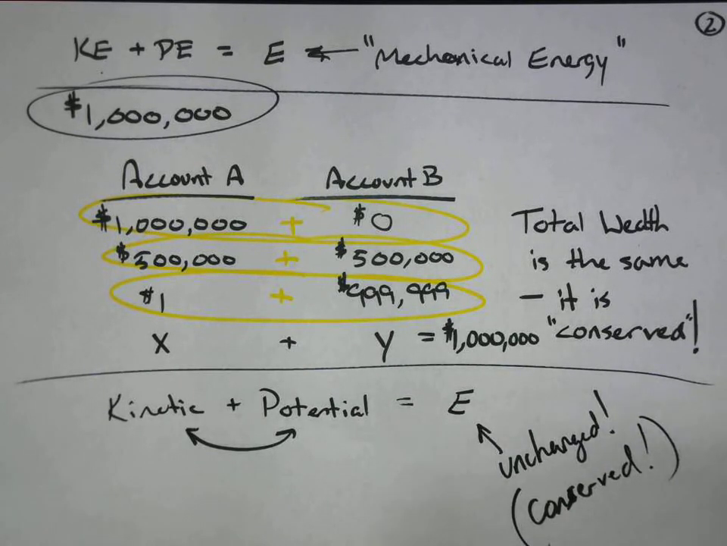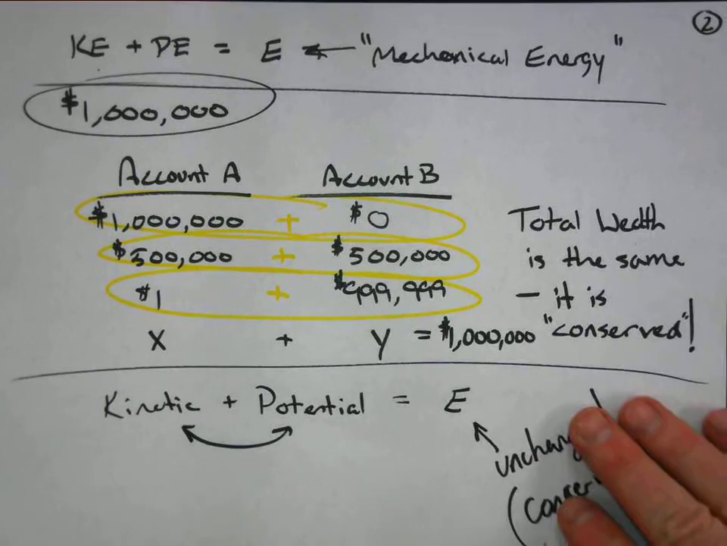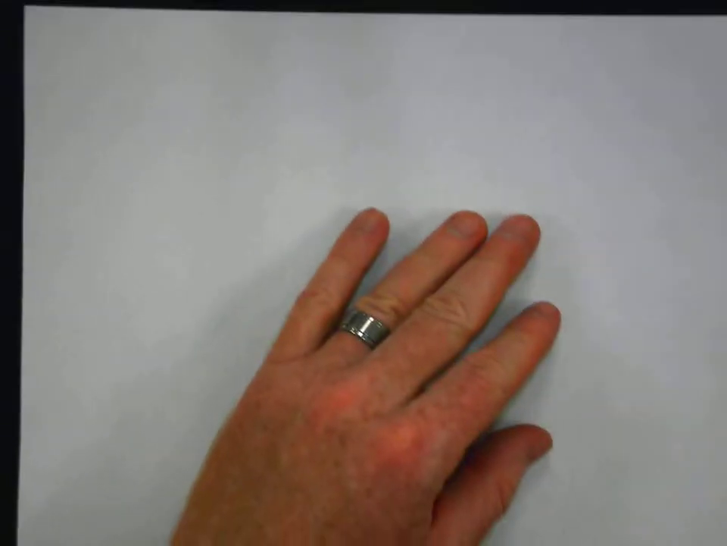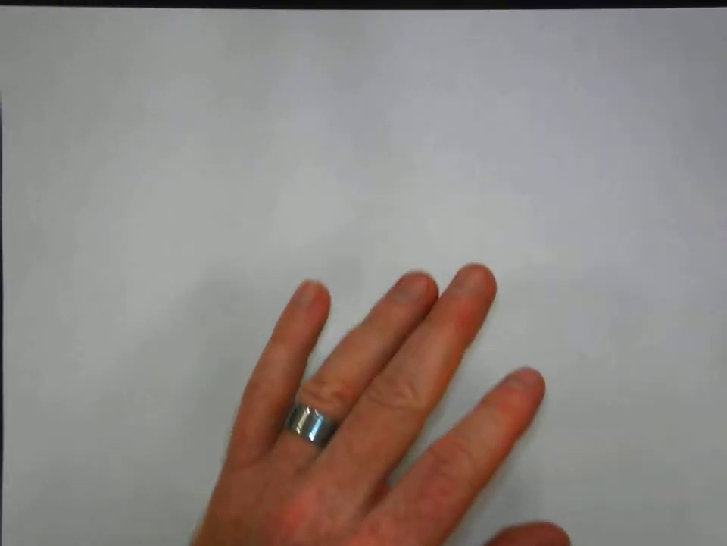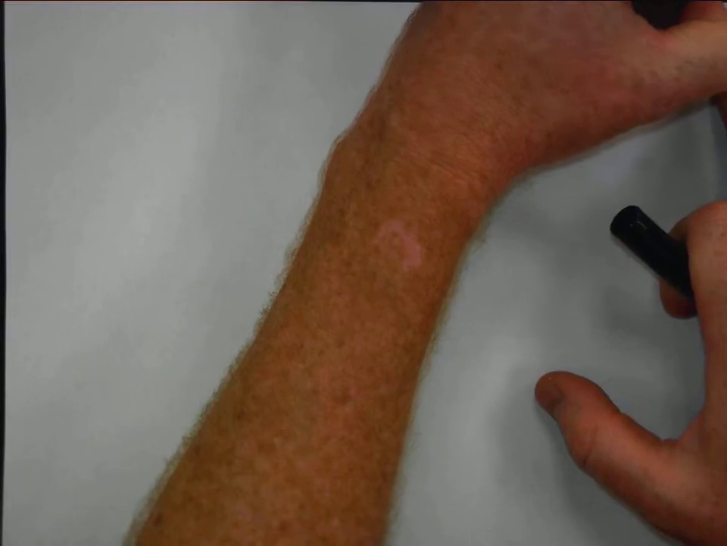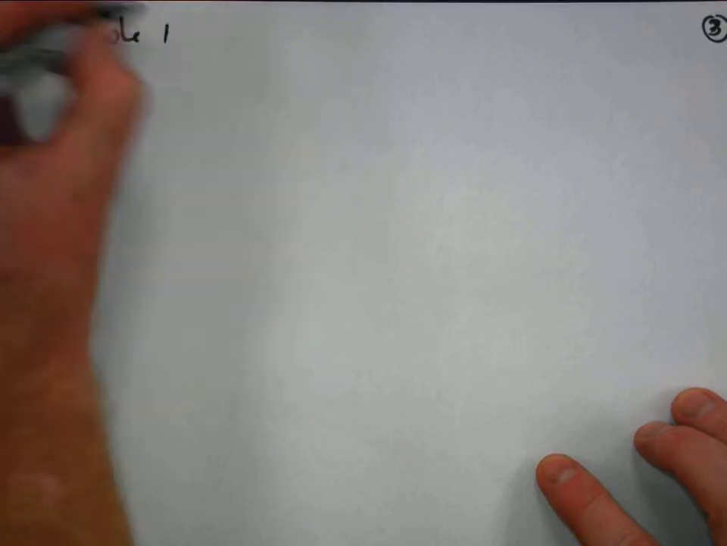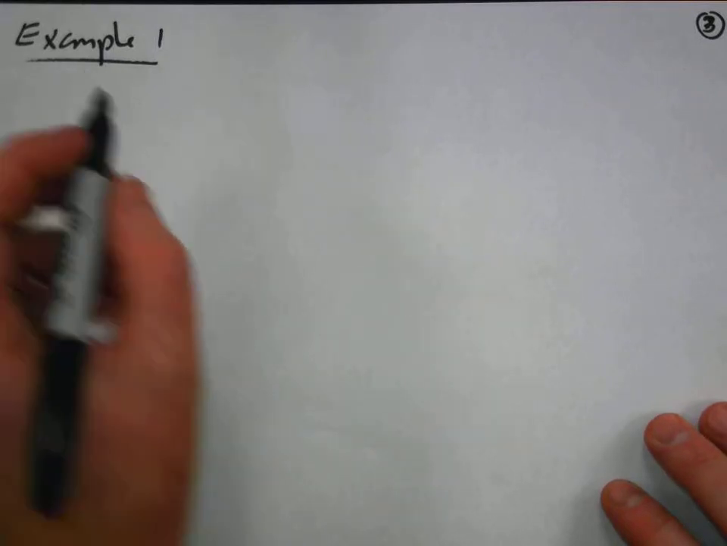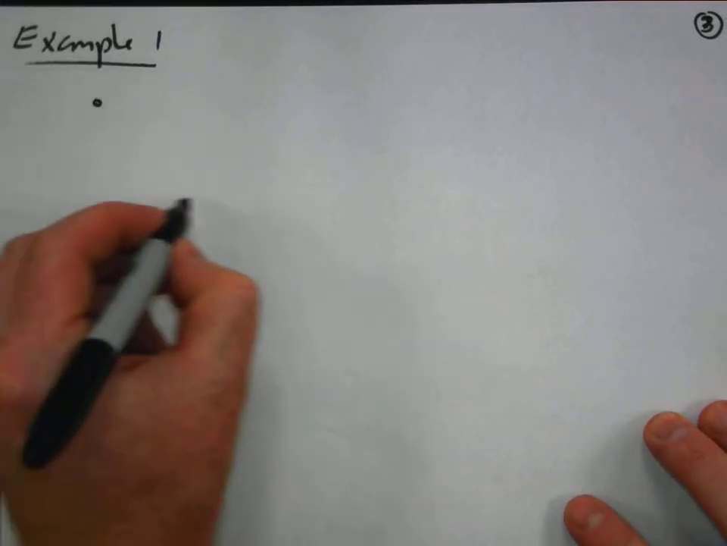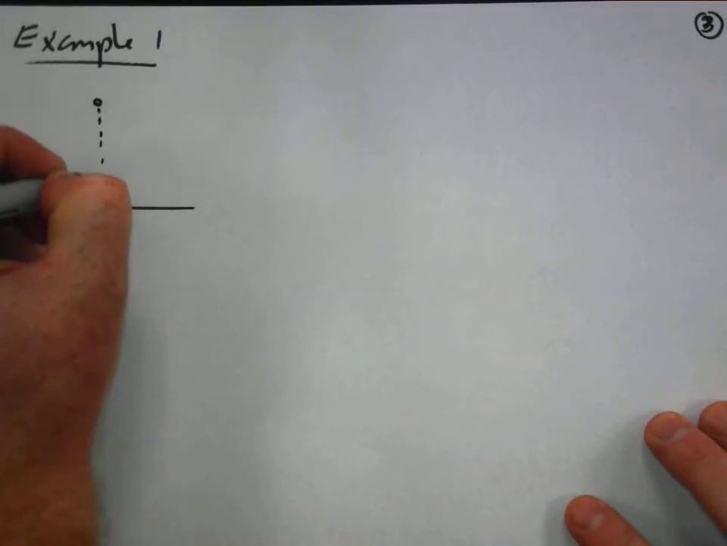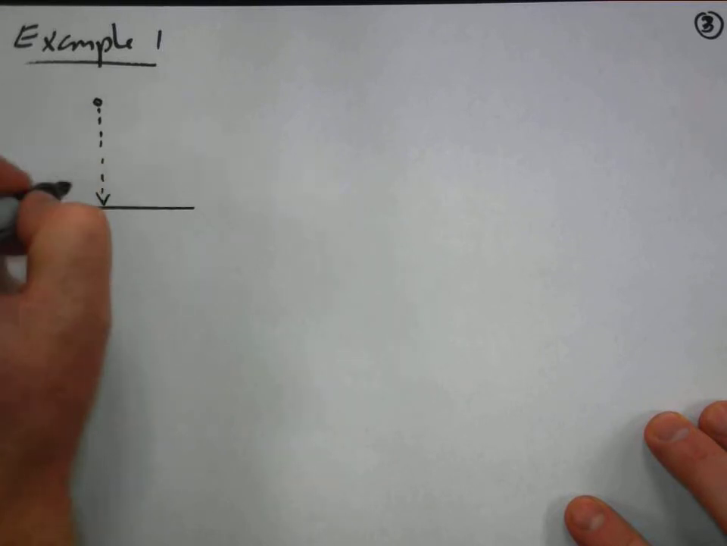All right, so now at this time we need to look at an example, and I think this will make some sense here. So let's look at example number 1. We're just going to drop a ball from a height of 2 meters and see what happens. Okay, so we've got this ball, we're going to drop it a distance of 2 meters.